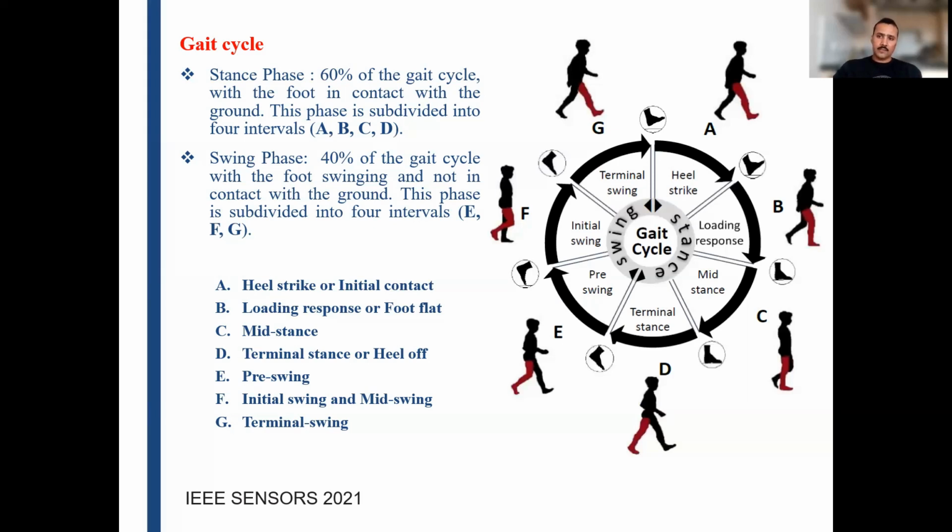So it starts with A, which is heel strike, followed by loading response, then mid stance, terminal stance, pre-swing, initial swing, and terminal swing. A is the heel strike with initial contact, and then loading response, or flat foot on the ground. We are following the red leg in our graph, so let's assume that it's the right leg. Then terminal stance or heel off, pre-swing, initial swing, mid-swing, and terminal swing.